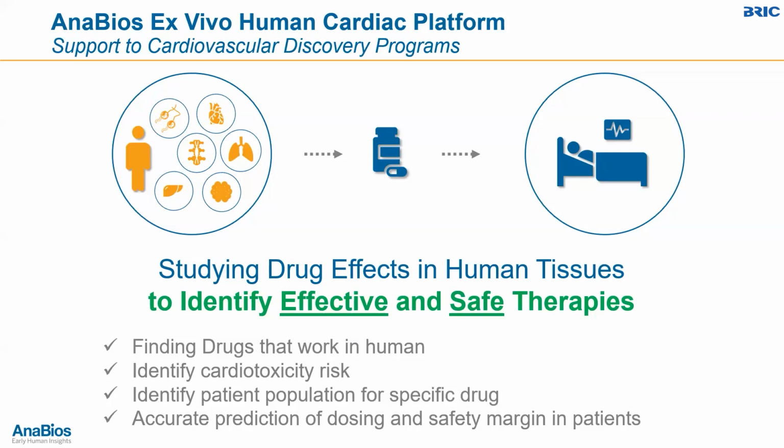Certainly, the data will help you to determine if your drug works in humans. It will help you to identify cardiotoxicity risk of novel drugs. It will help you to identify patient populations for specific treatments and specific drugs. And of course, it will help you to get an accurate prediction of dosing in patients and provide you important information on your safety margin when you dose your compound in patients and in clinical trials.